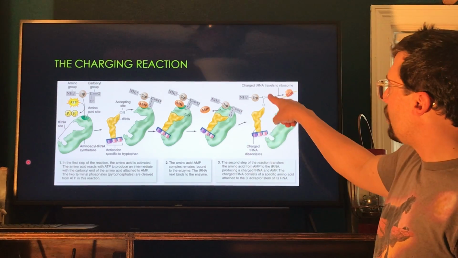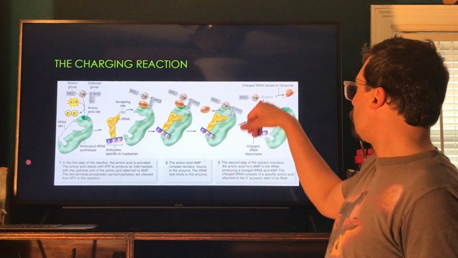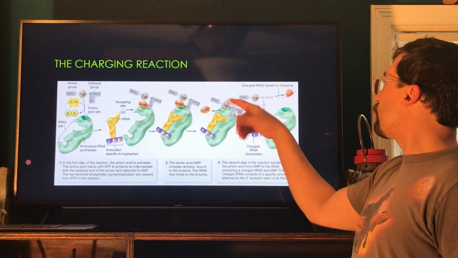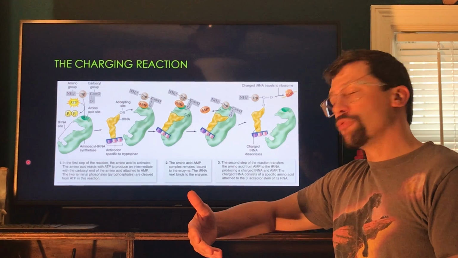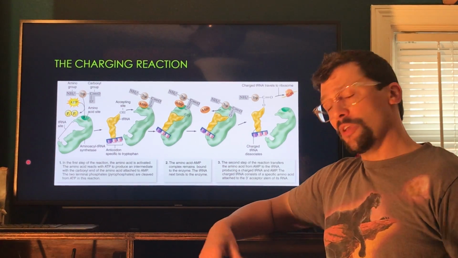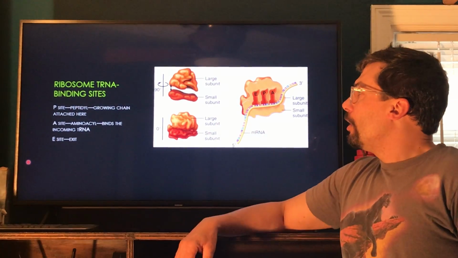You can see there's the amine end, there's the carboxylic acid end, and there's going to be our R group side chain. And now this thing's going to be able to travel over to the ribosome, where we're going to be able to actually manufacture proteins. So this is where we get into the translation piece. Okay. So what we need to know.